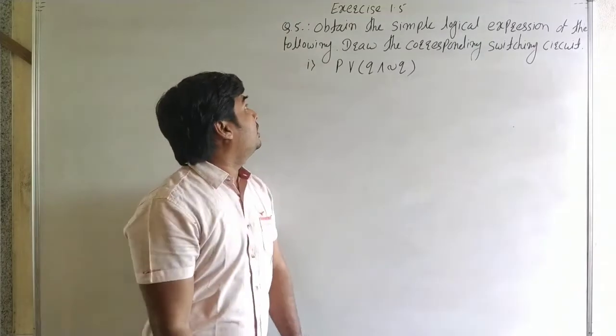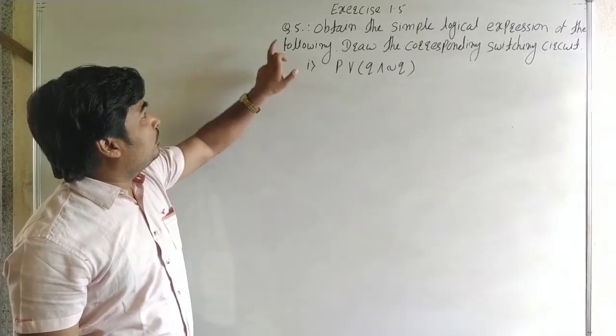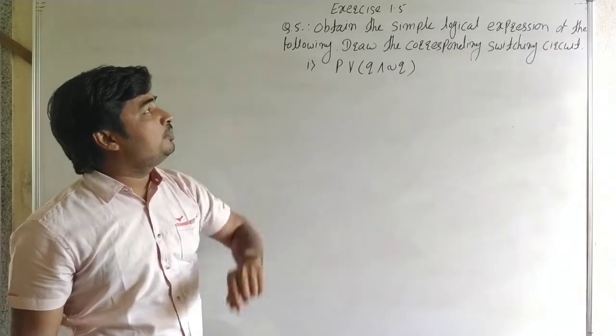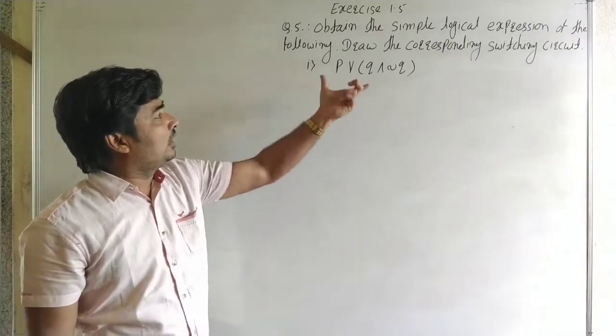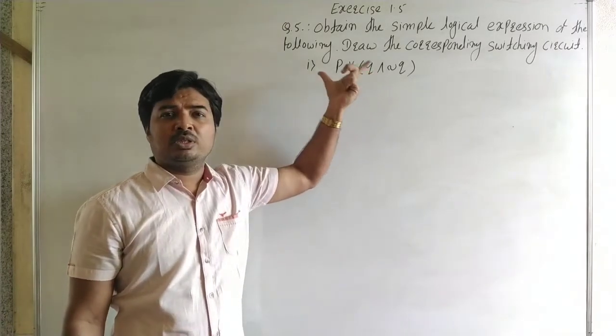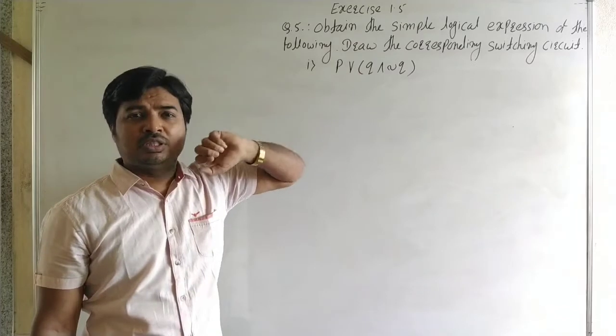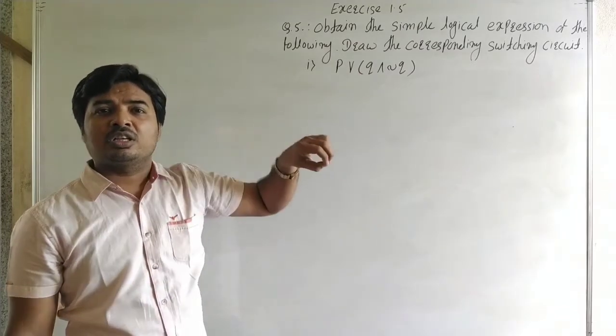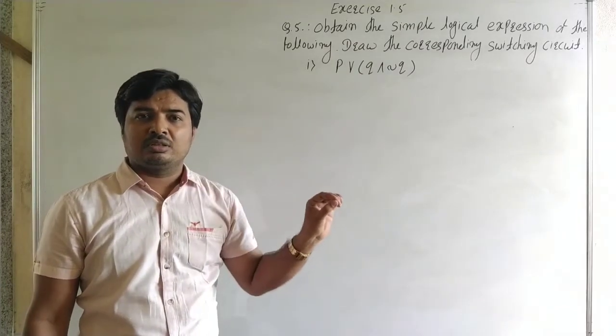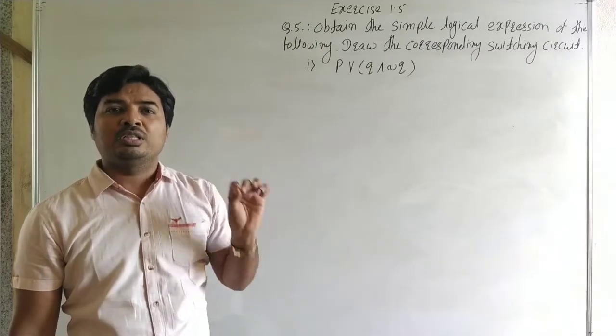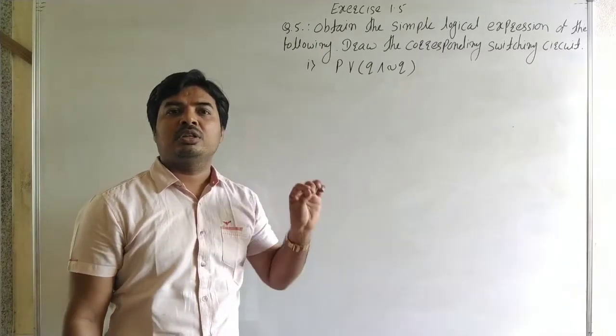Now here it is exercise 1.5, question number 5. Obtain the simple logical expression of the following. That means obtain the simple logical expression for this expression and draw the corresponding switching circuit. Draw the circuit for the simplified logical expression.